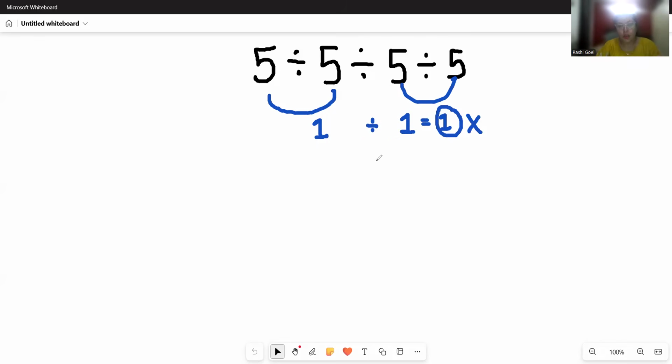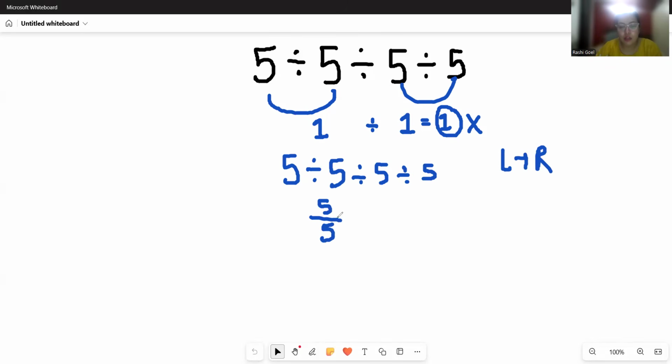Yes, it's wrong. Because when you have the same operation repeating again and again, here the division sign, then always solve from left to right. So it's 5 divided by 5 divided by 5 divided by 5. That means 1 divided by 5 divided by 5.